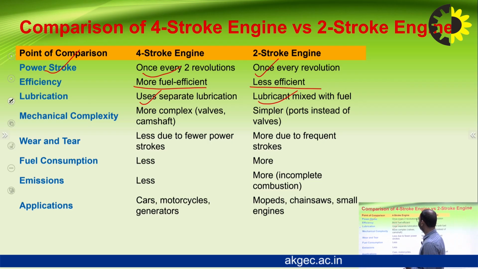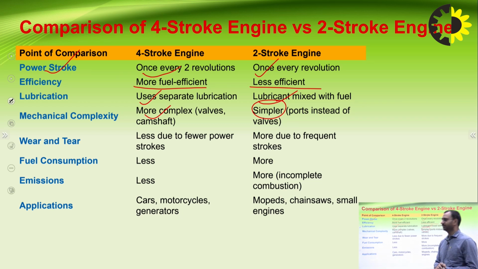Mechanical complexity: 4-stroke engines are more complex because they have valves and camshaft, but in 2-stroke engine, mechanical complexity is simpler because it uses ports instead of valves. Then wear and tear: in 4-stroke engine, wear and tear is less due to fewer power strokes, whereas in 2-stroke engine it is more due to frequent strokes.